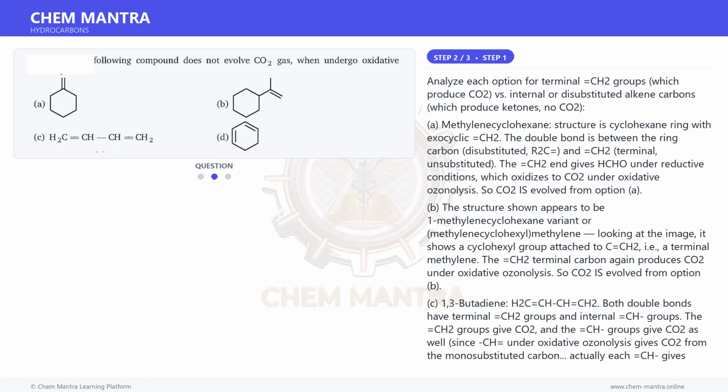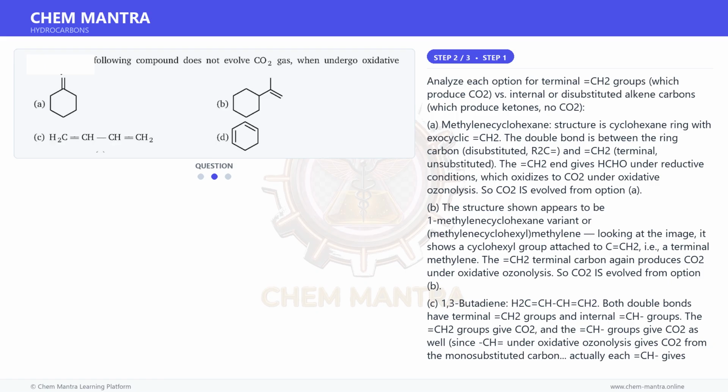B. The structure shown appears to be a methylcyclohexyl methylene variant. Looking at the image, it shows a cyclohexyl group attached to C=CH2, a terminal methylene. The =CH2 terminal carbon again produces CO2 under oxidative ozonolysis. So CO2 is evolved from option B.